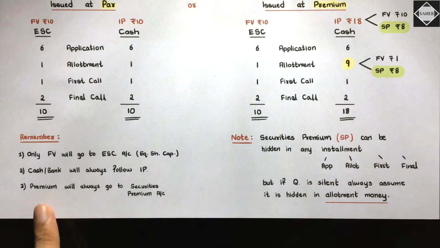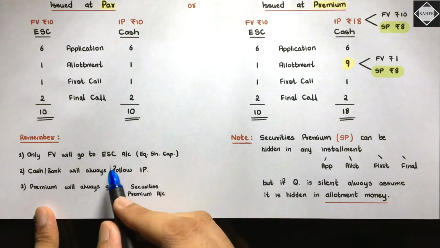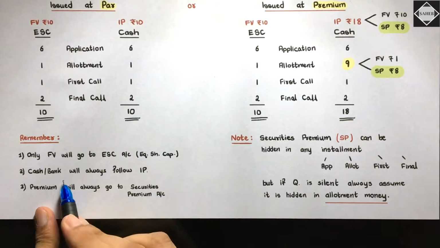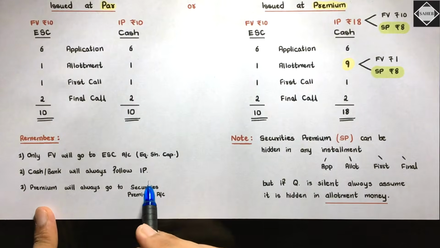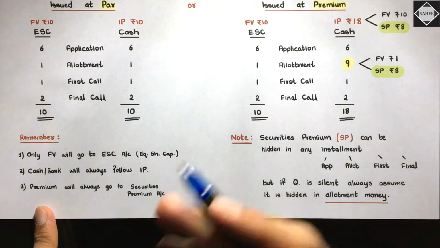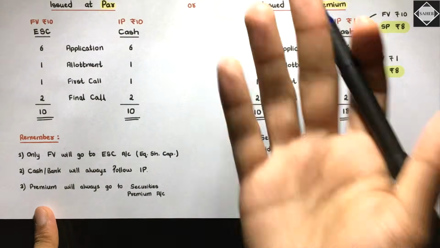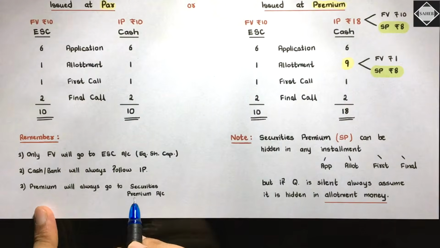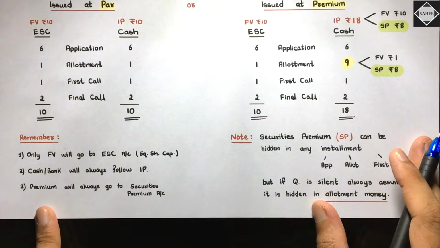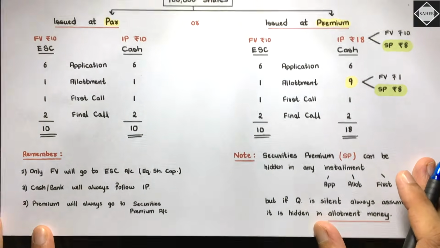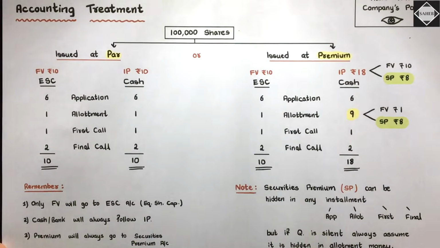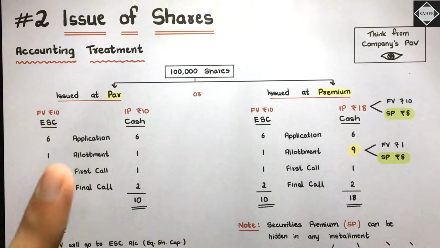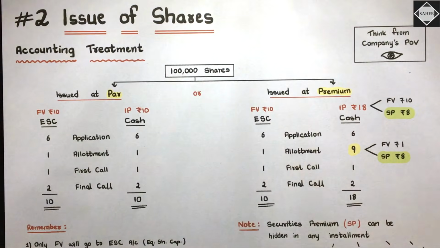Then see here some notes. Only face value will go to the equity share capital account. Yes, I told you that. Cash or bank will always follow issue price, because at that price we have issued the shares, we have sold the shares. On that basis only we'll get the money. And premium will always go to the securities premium account. Okay. So you have understood the basic structure now. Now let's move on to the journal entries. Journal entries also we have to see first at par and then at premium. It is really simple.